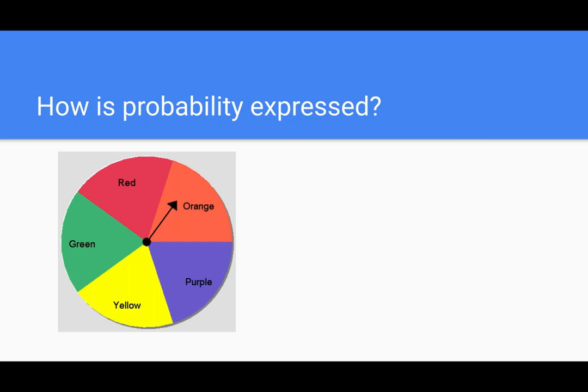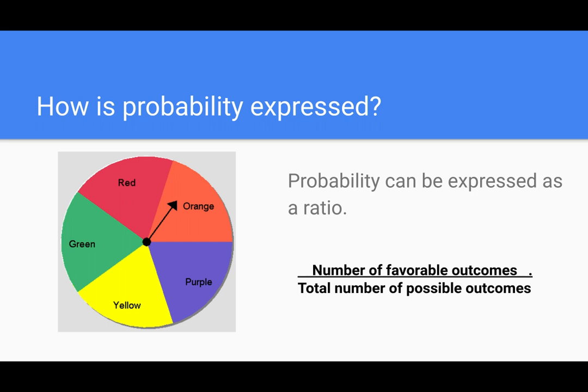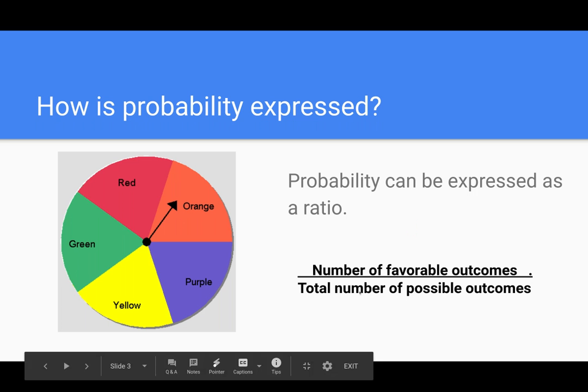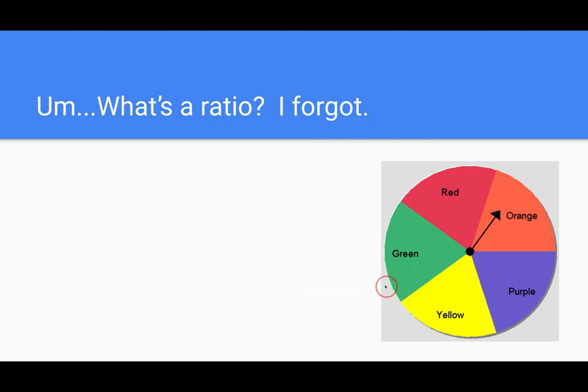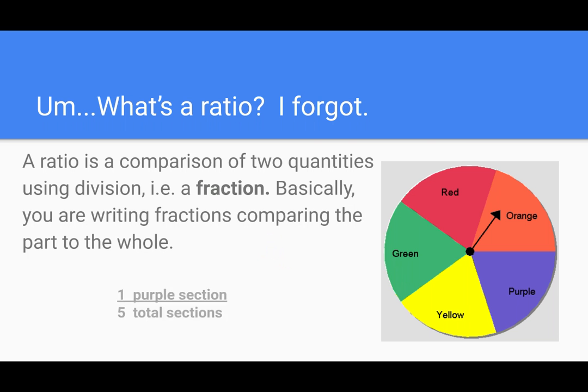Well, how do we express probability? Probability can be expressed as a ratio, and our ratio is going to be the number of favorable outcomes divided by the total number of possible outcomes. So, what's the ratio? I forgot. That was last year, right? Well, a ratio is a comparison of two quantities using division. In other words, it's just a fraction. Basically, when we're writing probabilities, we're going to be writing fractions comparing the part to the whole.